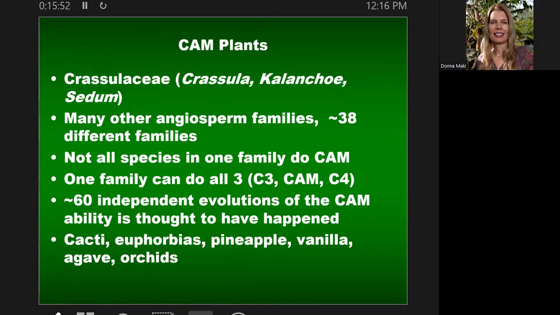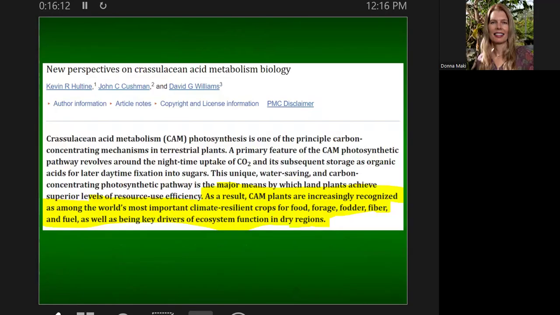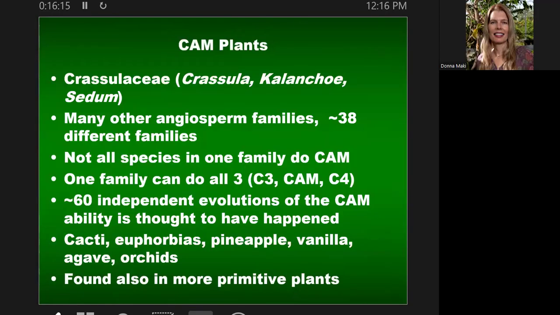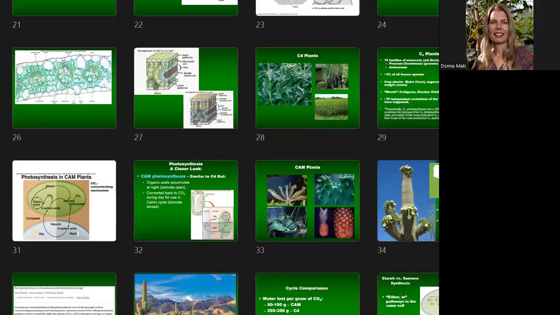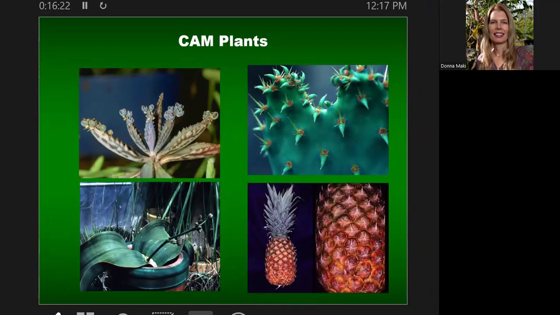Vanilla, actually, we get from an orchid. That's the only orchid that we see that is involved in some kind of food. What do we get from agave? Tequila, yeah. So very important, multi-million, if not billion. And then the primitive plant, that is getting at the idea that it can show up in gymnosperms. So gymnosperms are more primitive compared to angiosperms. Okay, so you see the CAM showing up there.